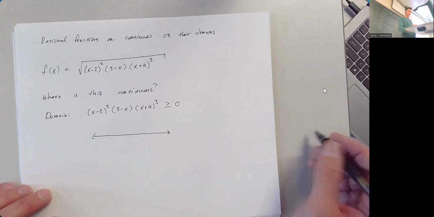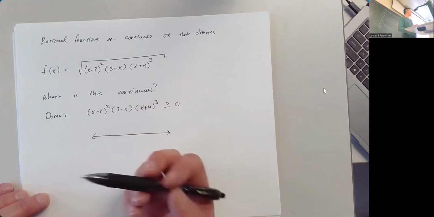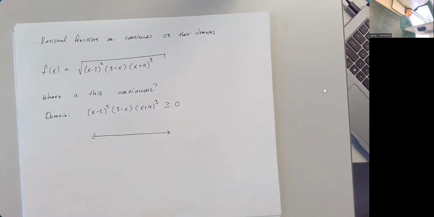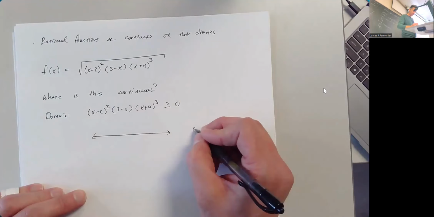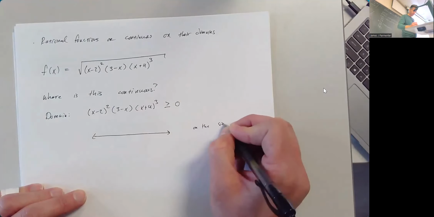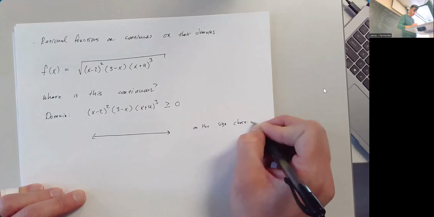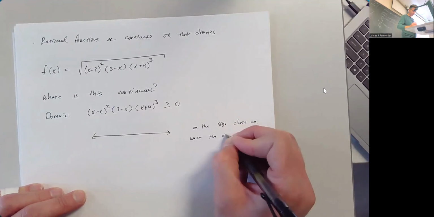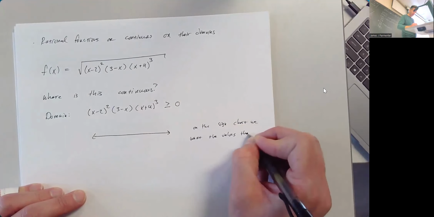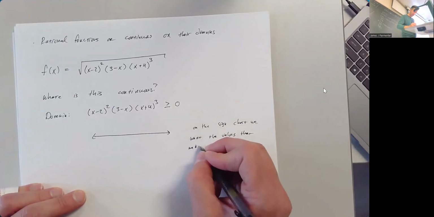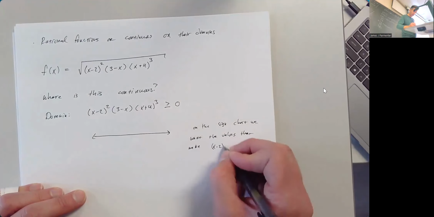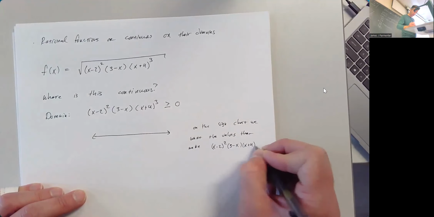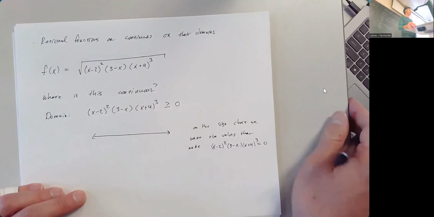All the values that make this expression either equal to 0 or undefined. It's never undefined, so we're just looking at the values that make it equal to 0. So on the sign chart, we want the values that make that expression, x minus 2 squared times 3 minus x times x plus 4 to the third, equal to 0. So what's one of the values?